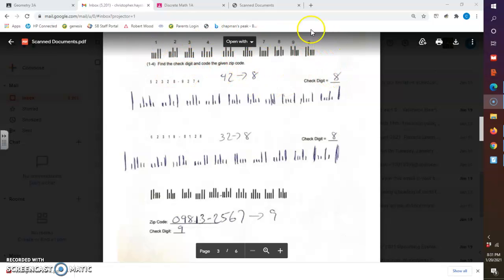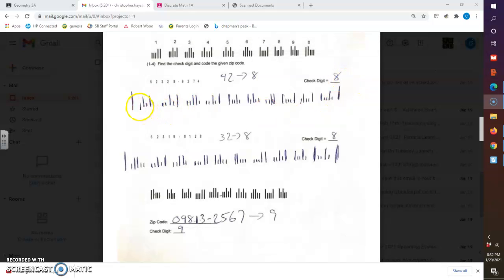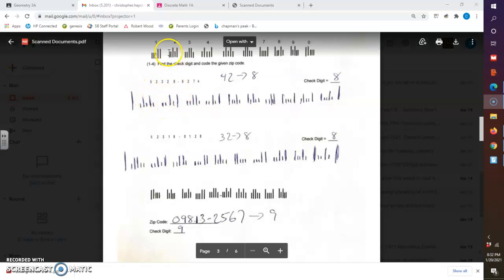And this will be given to you up here. One long line in the beginning, one long line at the end, and we're just copying it down. So 5 is short, tall, short, tall, short. 2 is short, short, tall, short, tall. And you're all getting it from right here. You do not need to memorize it.